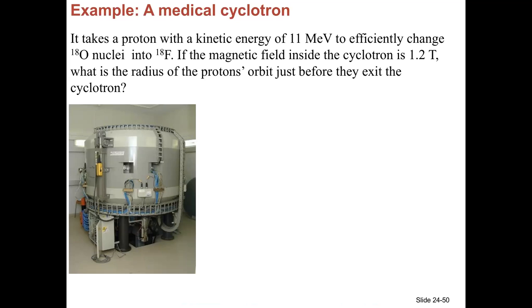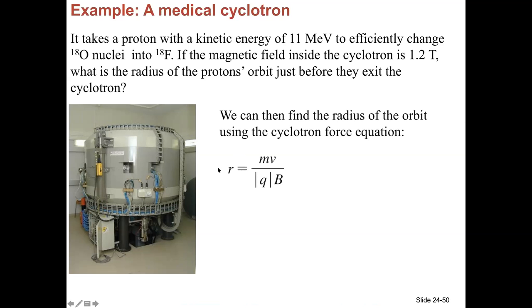So given a certain speed, what will be the radius? This basically goes back to the cyclotron force equation solved for the radius that we had on the other slide. But we need a speed. This number here is a kinetic energy, which I'm going to convert to joules for you and then give you the speed, since we're running low on time. Give me 1 second and I will get that to you.